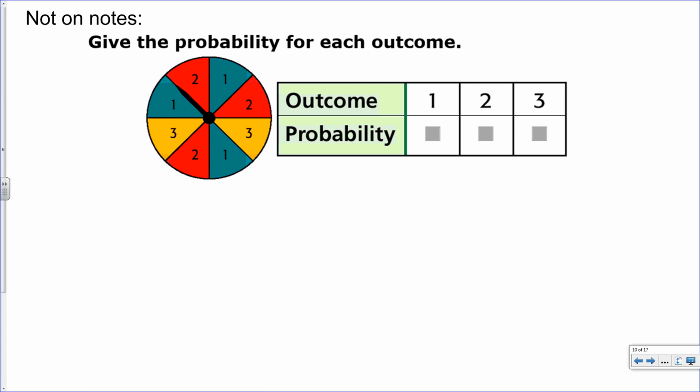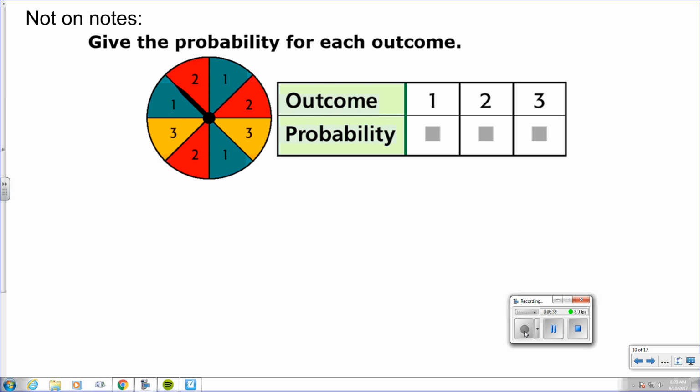This was also not on your notes. Give the probability for each outcome. So, how many 1s are there? If you look on it, there are 3, so the probability would be 3 out of the total, which is 8. Probability of 2 is also 3 out of 8. And the probability of 3 is 2 out of 8. Now, all of these should be in simplest form. 3/8 is, but 2/8 you would want to reduce to 1/4.